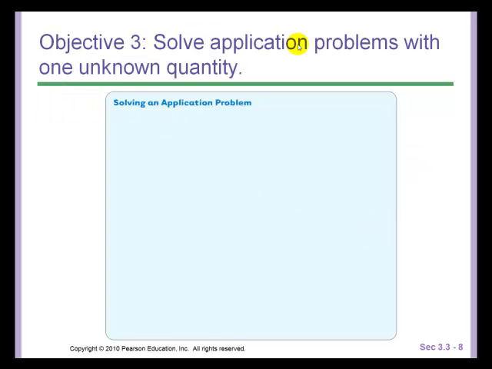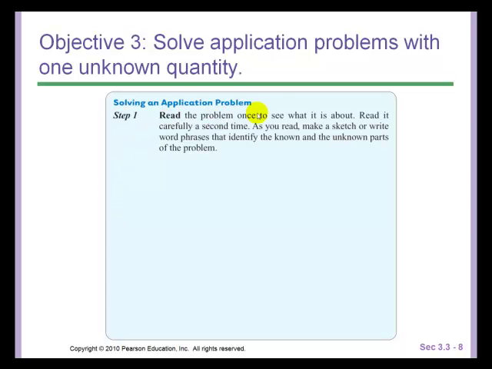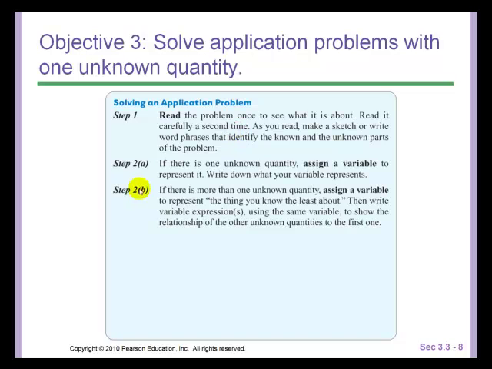Objective 3. Solve application problems with one unknown quantity. There are 6 steps to solving an application problem. The first step: read the problem once to see what it is about. Read it carefully a second time. As you read, make a sketch or write word phrases that identify the known and the unknown parts of the problem. Some people find it very helpful to actually draw on the words as you're reading them. Either underline them or use a highlighter and highlight them, but it can be very helpful to mark up the actual words you're reading.